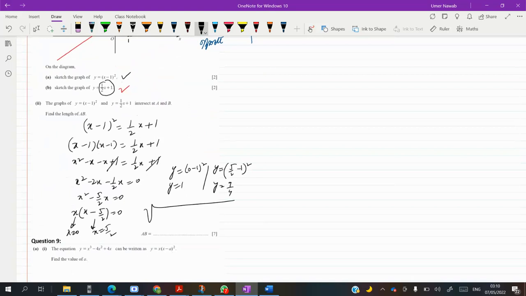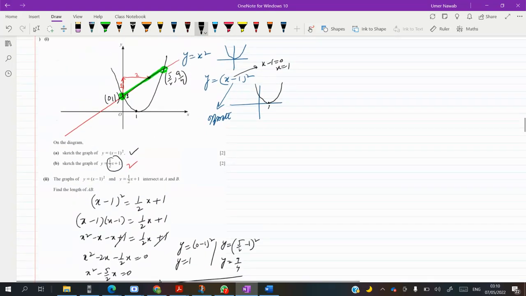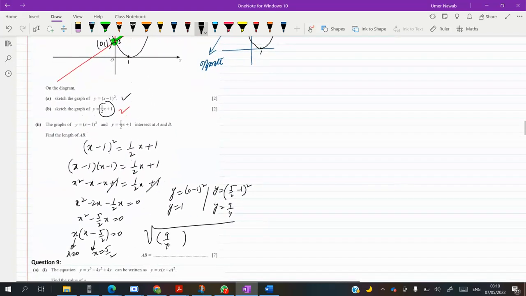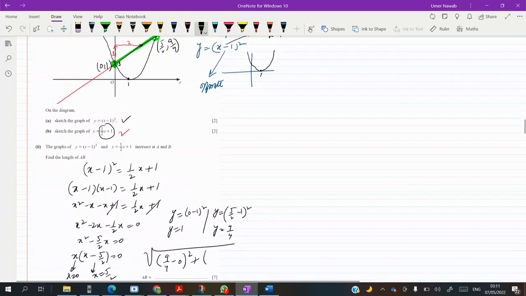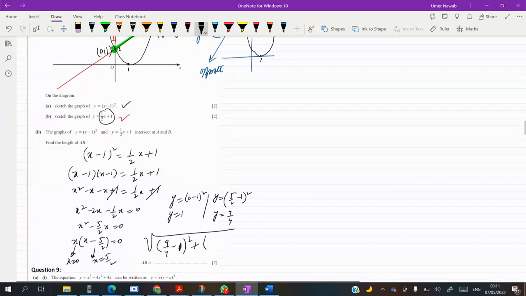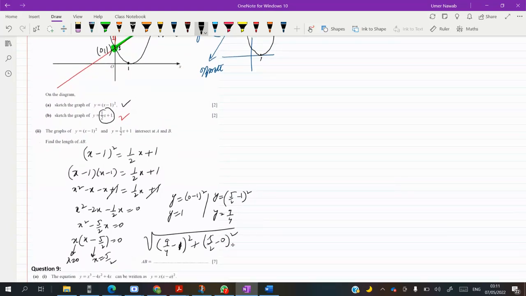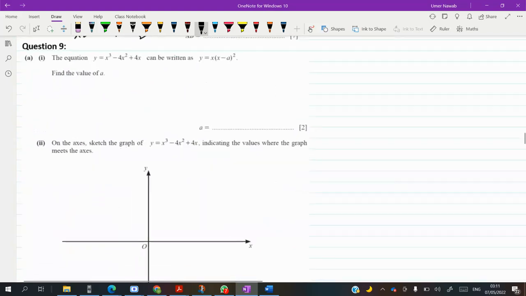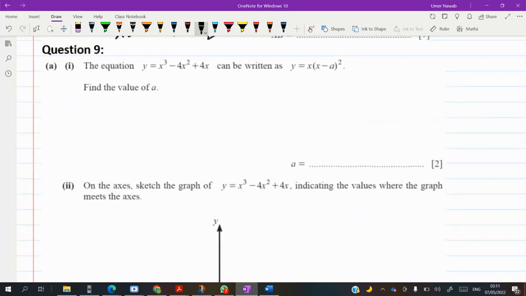The distance formula is y2 minus y1, so 9 over 4 minus 1 whole squared, plus x2 minus x1, so 5 over 2 minus 0, whole squared. Then you simplify it and you get your answer. Now the next is the sketch.